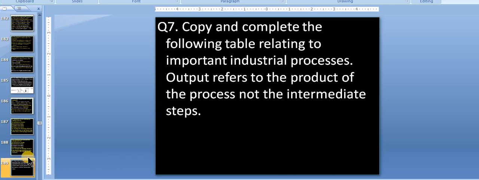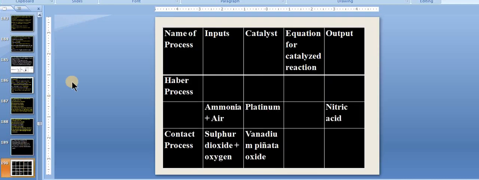Okay, now the next question. There is a table, so you have to complete the table. No need to complete it, I will ask a few questions. Tell me, Haber process, hydrogen will be the input. Catalyst you also know. Whether we should write iron or finely divided iron? Finely divided iron we should write. Here the equation everyone knows, and the output also everyone knows: ammonia.